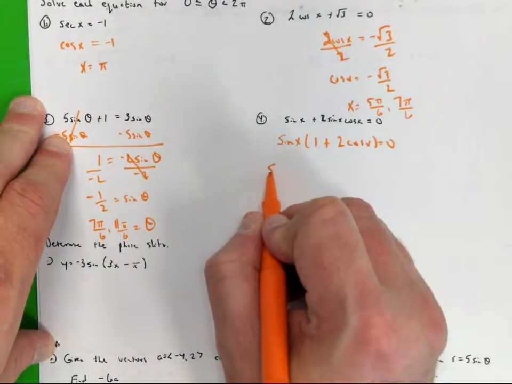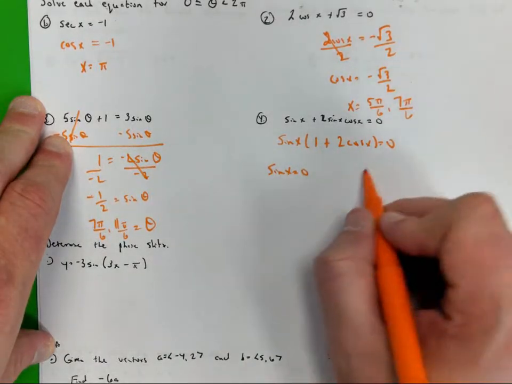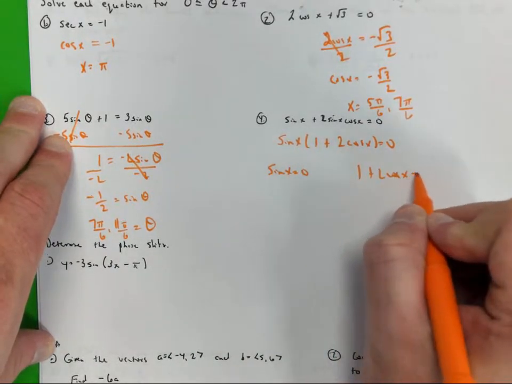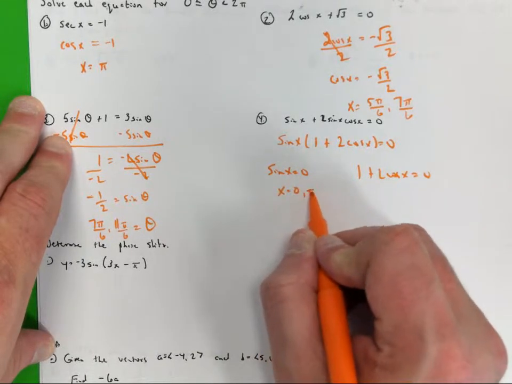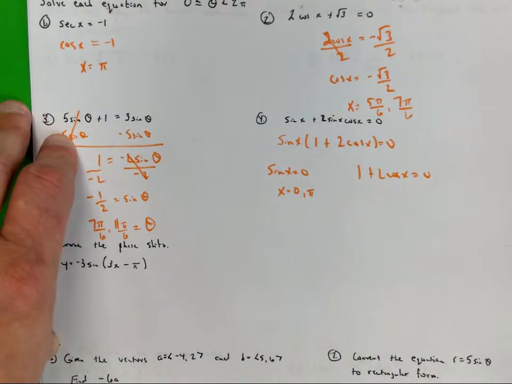So now I'm going to set sine x equals 0, and 1 plus 2 cosine x equals 0. Where's sine 0? That is at 0 and pi. I do not include 2 pi because of my directions.